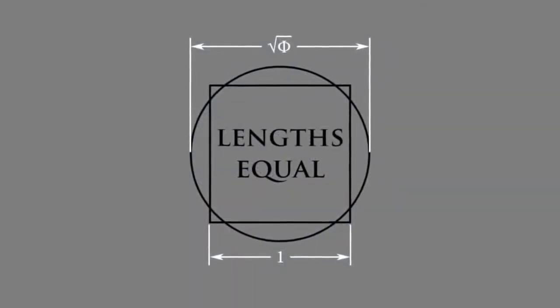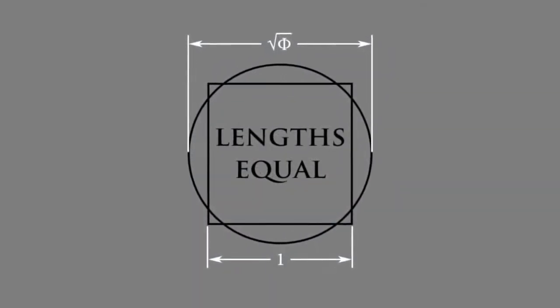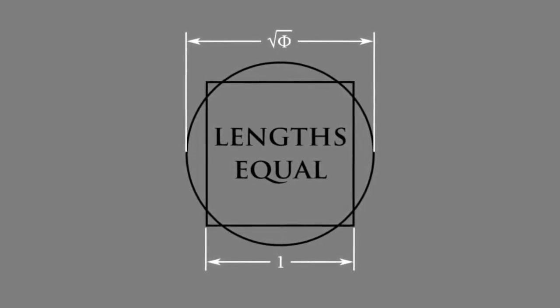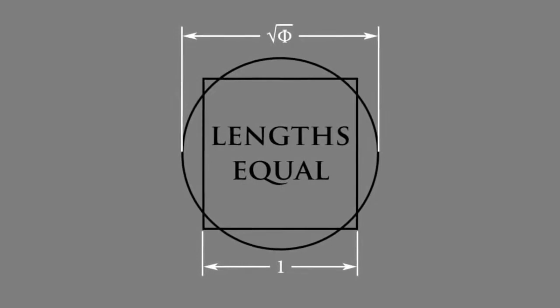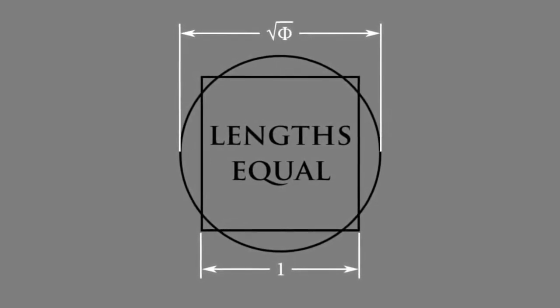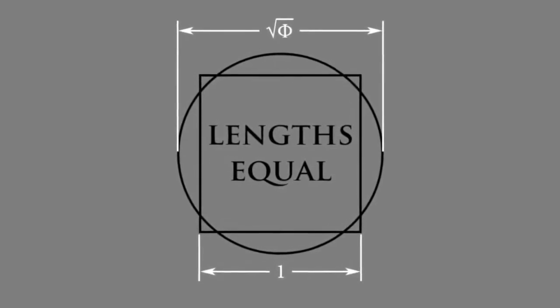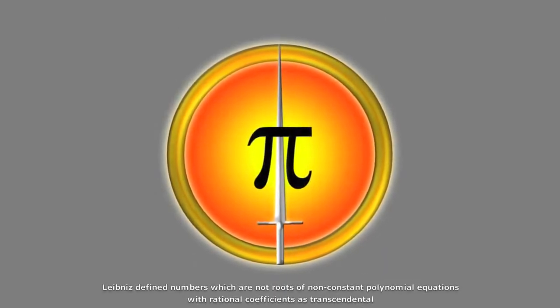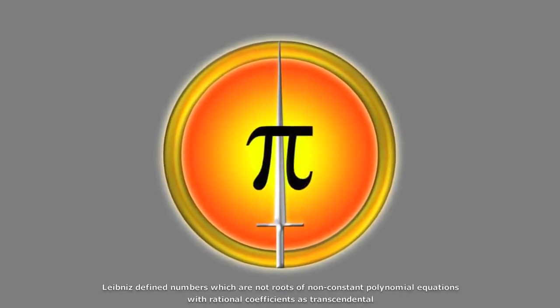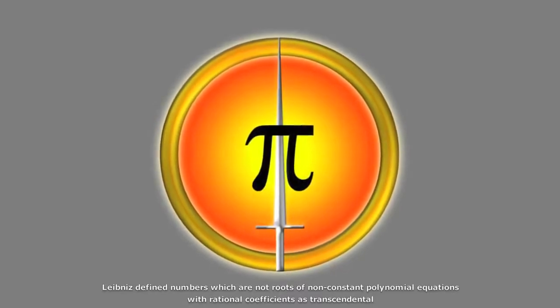Using a computer, I can draw a circle with a diameter equal to the square root of phi around a square with an edge length of 1. The lengths of square and circle are 99.9% equal. All circle and square constructions are approximations because of what mathematicians describe as the transcendental nature of pi.